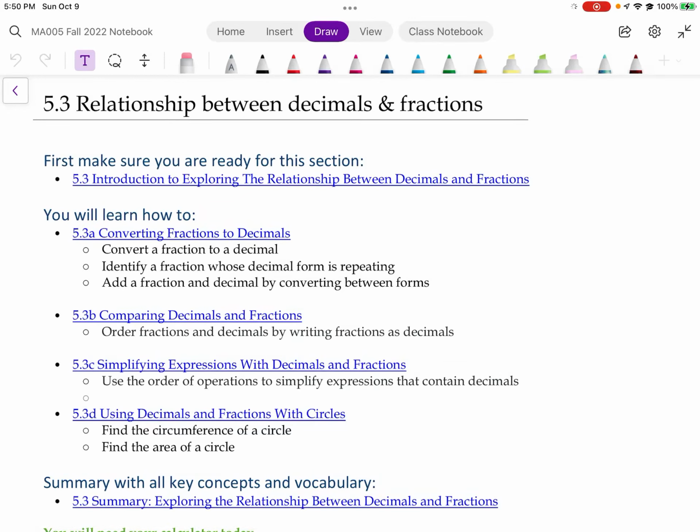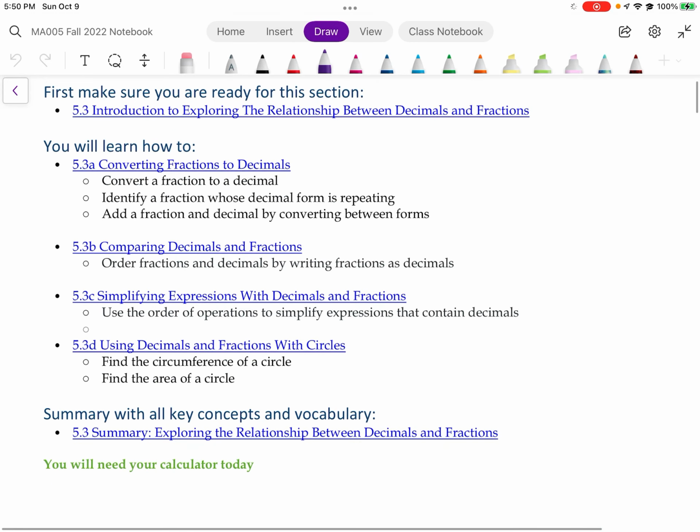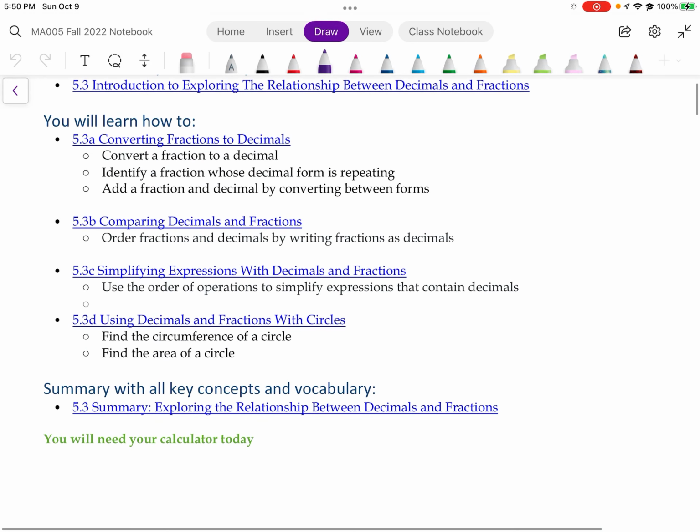Hi there, this is Professor Eckhouse, and I'm going to talk today about the relationship between decimals and fractions. We're going to look at converting, comparing, simplifying, and using decimals and fractions both with circles. And you will definitely need your calculator.